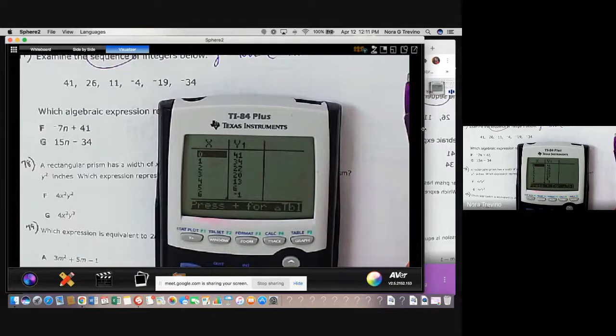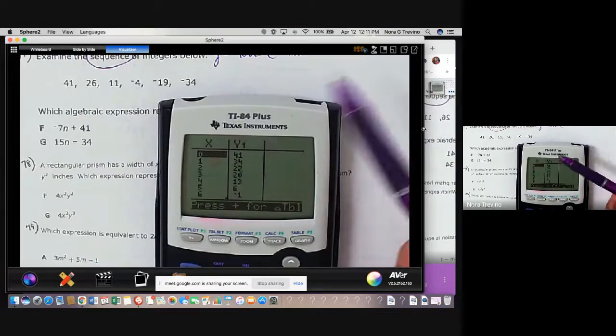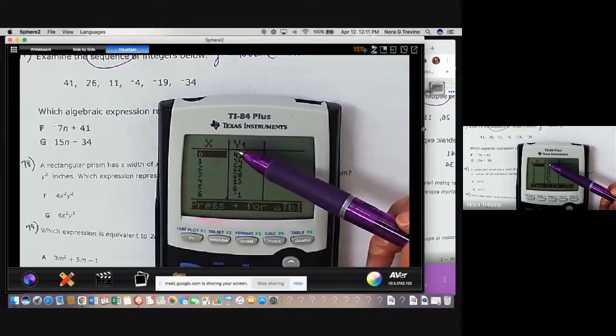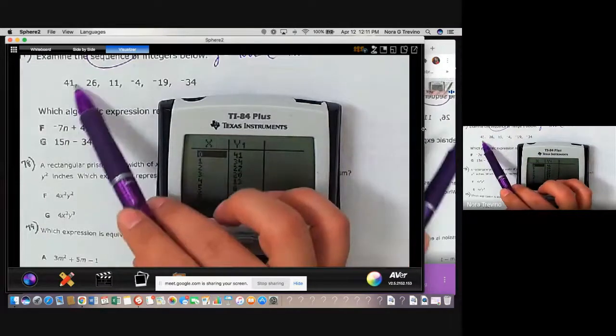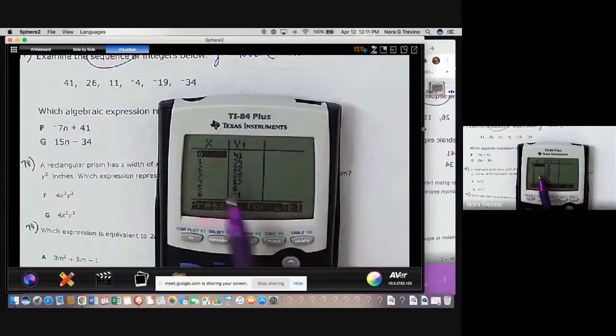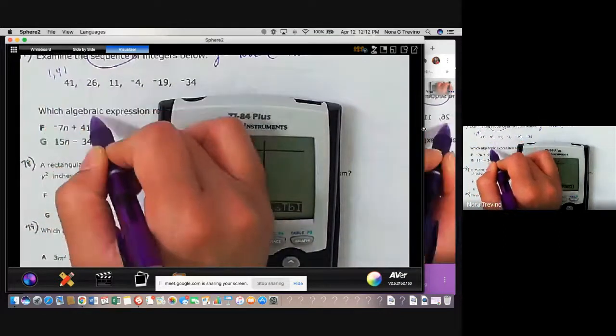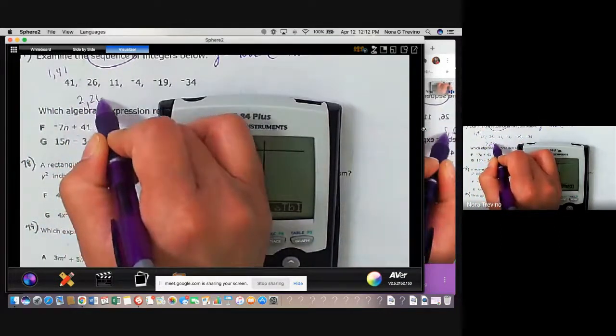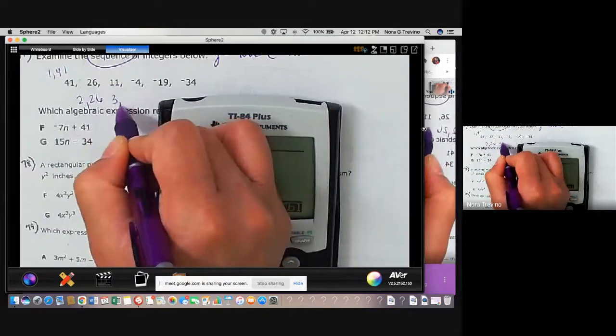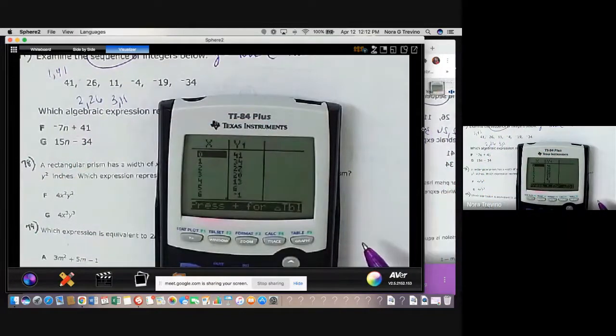First of all, was the first number a 41 on the table? No, the first number was 34. You see, this is the first number in the pattern, so this is 1, 41. This is the second number in the pattern, so this is 2, 26. This is the third number in the pattern, 3, 11, and so on, okay?